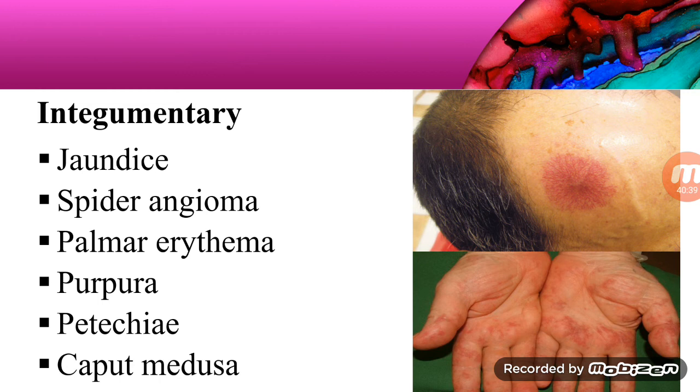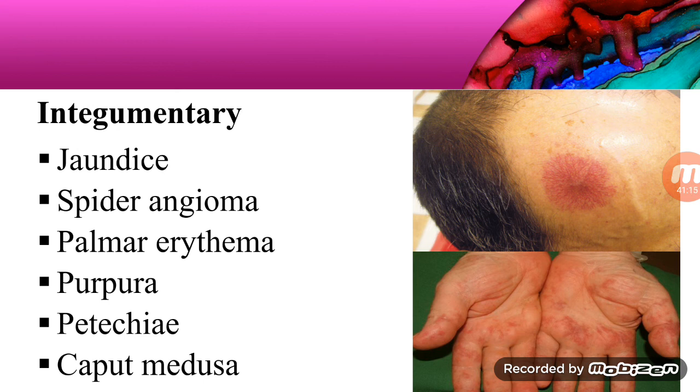Then palmar erythema. Palmar erythema is nothing but redness in both palms of your hands. Okay, as you can see from the second picture. Then purpura. Purpura is red or purple discoloration. Okay, there will be red or purple spots on the skin, caused by bleeding underneath the skin.